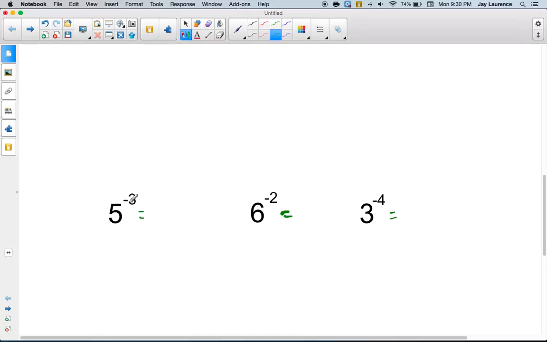All right, here's how I think about it. I need to figure out 5 to the third. Well, I know that's 125. 5 to the negative third is the reciprocal of that answer, which is 1 over 125. 6 to the negative second. Well, if I know that 6 squared is 36, then the reciprocal is 1 over 36.